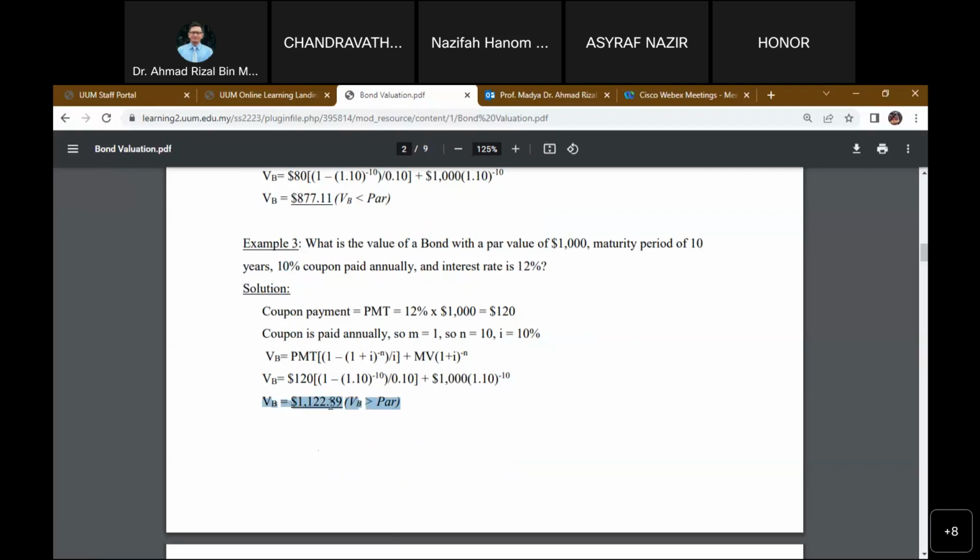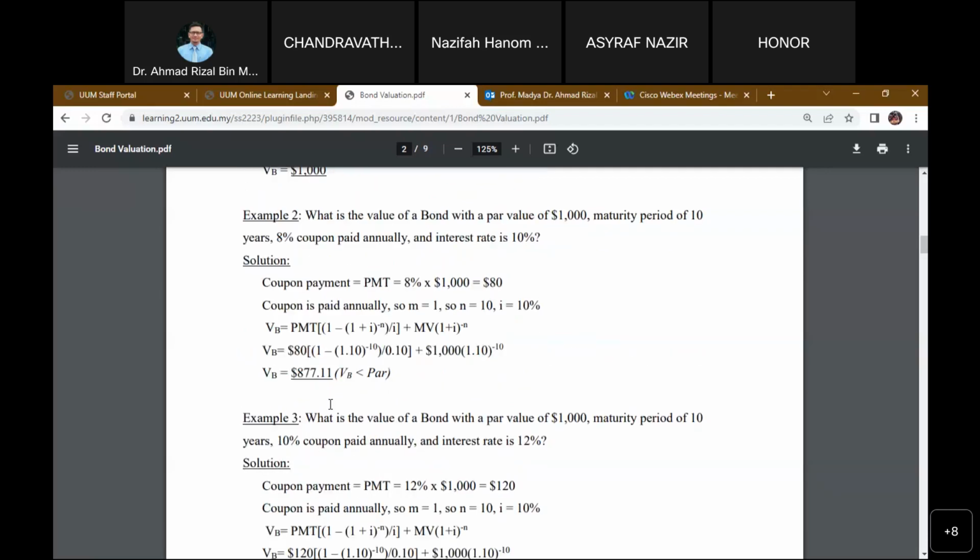So my question to you, just to test your understanding so far: if you buy the first bond here at 877.11, as I mentioned earlier, and get this $80 per year for 10 years, and at the end of the 10 years you will also get this 1,000 par value, what is your rate of return, or your yield to maturity, as the bondholder who purchased this bond? You purchase this at 877.11, you get $80 per year for 10 years, and finally you get the maturity value. So what would be your overall return, your yield to maturity?